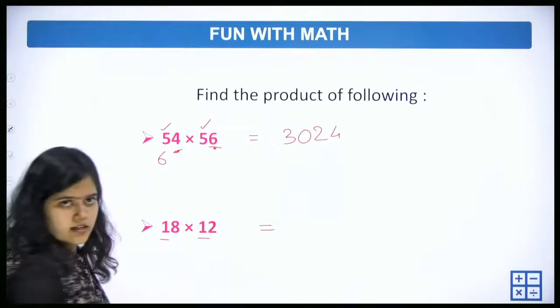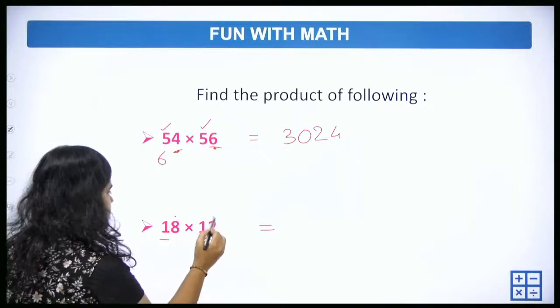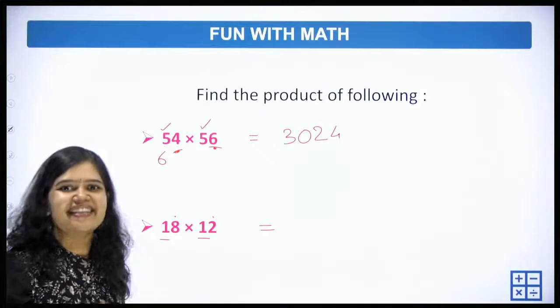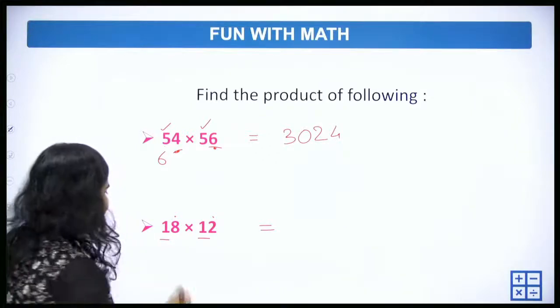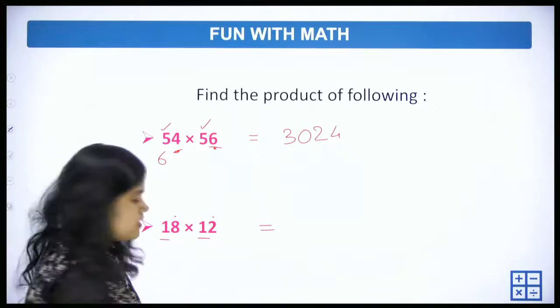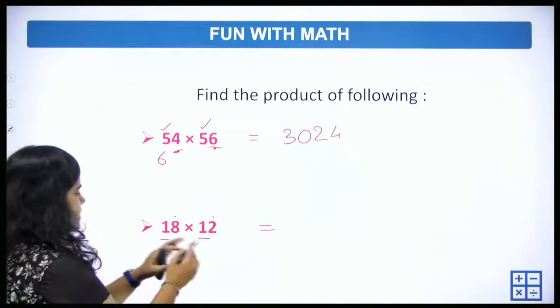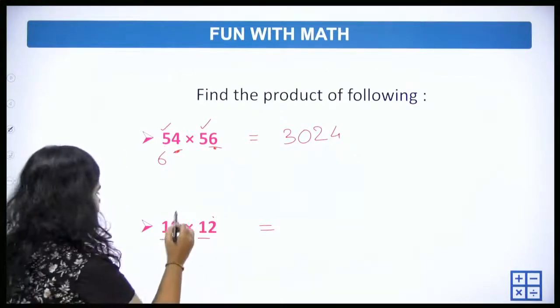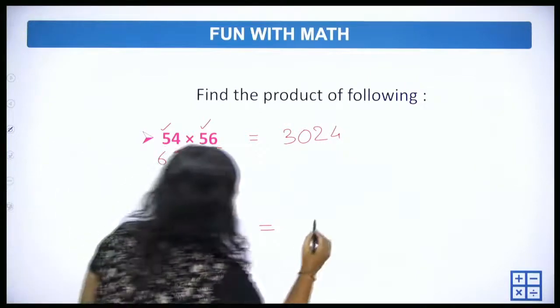The 10's place is 1, and 8 plus 2 is 10. So rule 1 and rule 2 are satisfied, and we can use the trick here. So 1 plus 1, so 1 into 1, and 18 into 2, so 8 into 2 is 16.